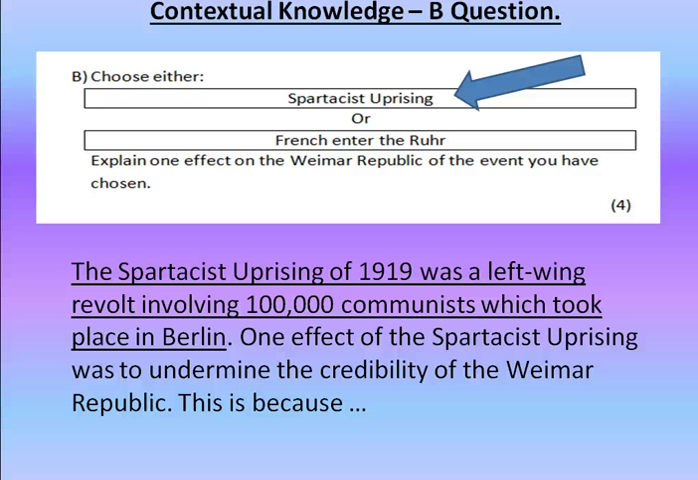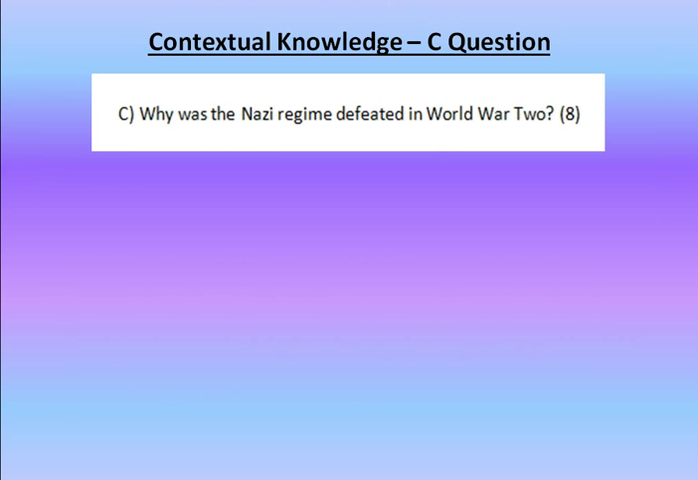Once we've given the opening context or contextual knowledge, we can then get into our answer, because the examiners are looking for an effect. So we can then say, one effect of the Spartacist uprising was to undermine, and so on and so forth. By starting with contextual knowledge, we show the examiner from the outset we know what we're talking about.